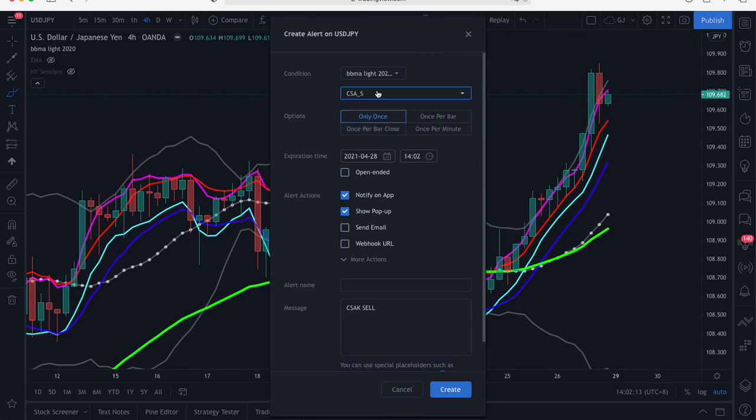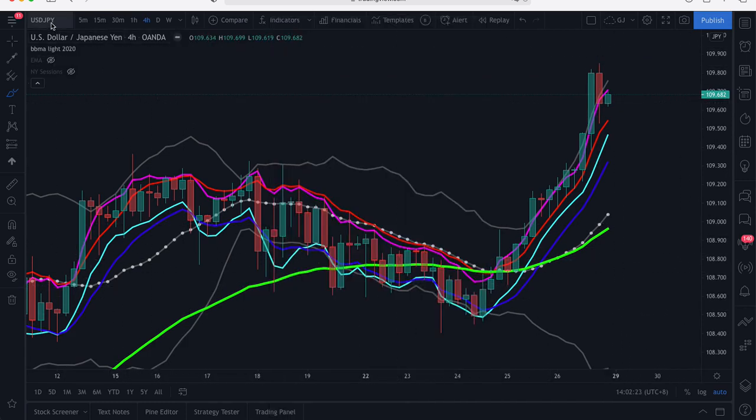CSM sell. CSM sell. Hit H4 and wait for the price to cross below the EMA 50. Alright.